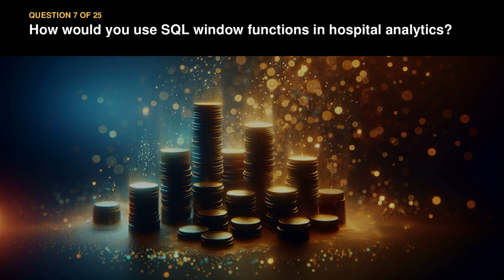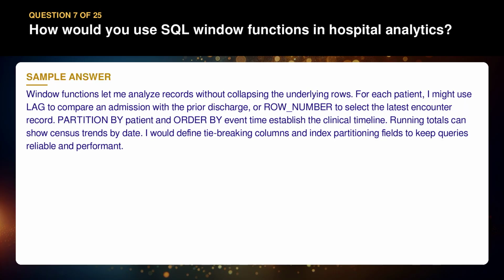Question 7. How would you use SQL window functions in hospital analytics? Window functions let me analyze records without collapsing the underlying rows. For each patient, I might use lag to compare an admission with the prior discharge, or row number to select the latest encounter record. Partition by patient and order by event time establish the clinical timeline. Running totals can show census trends by date. I would define tie-breaking columns and index partitioning fields to keep queries reliable and performant.